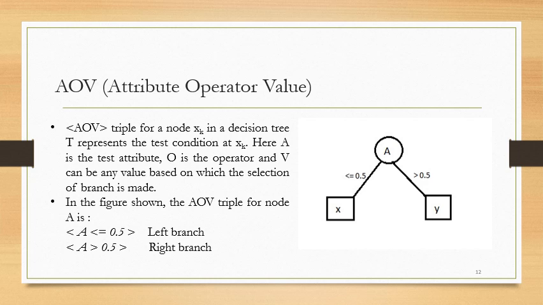Here we can write it in this AOV format, or triples, as we call them. A is the attribute, less than or equal to is the operator, and 0.5 is the value. This is for the left branch, and similarly for the right branch I can write A as the attribute, greater than sign as the operator, and 0.5 as the value.